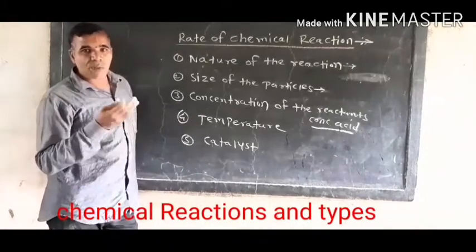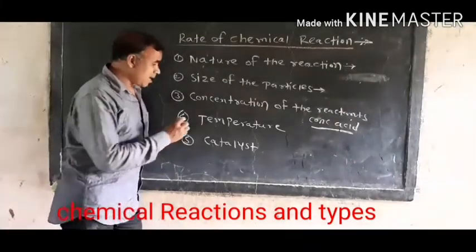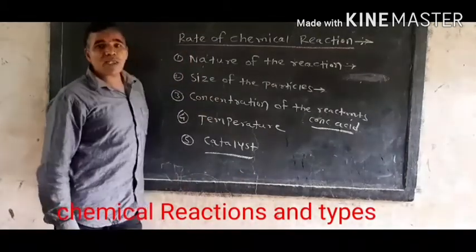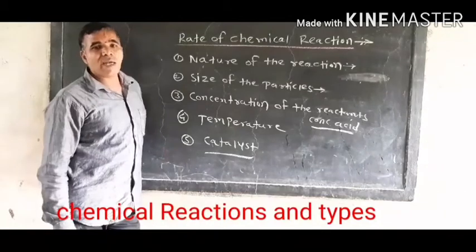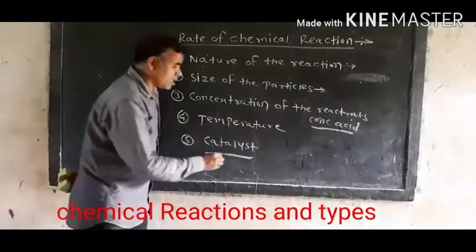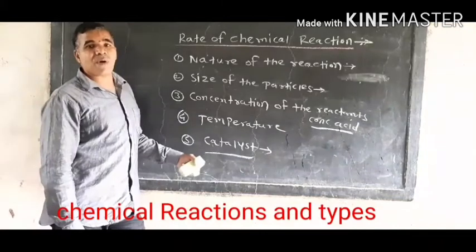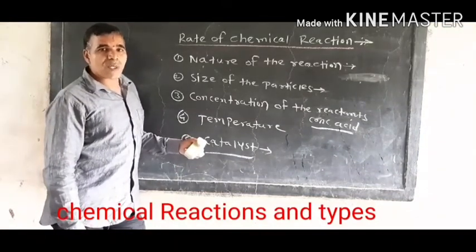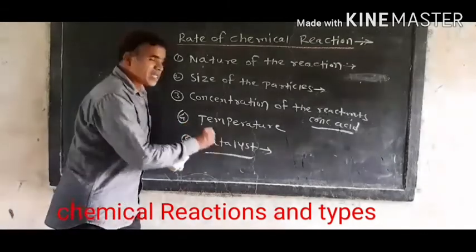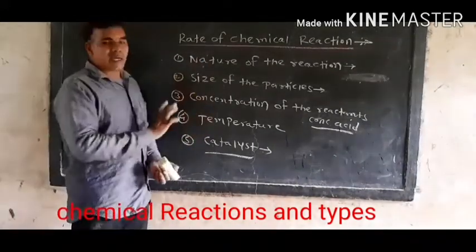If the temperature is high, if you give more heat, then the chemical reaction will be faster. And catalyst, the last factor. Catalyst, उत्प्रेरक, we have already studied in 9th and 8th standard. The substance which does not take part in a chemical reaction but by its presence the speed of reaction increases is called a catalyst. So we can state these 5 factors.